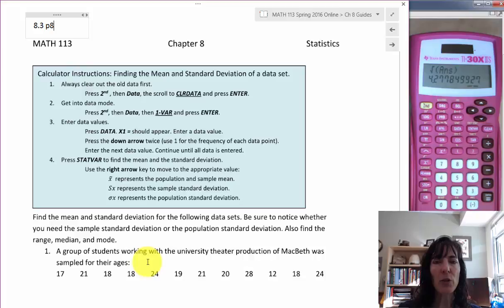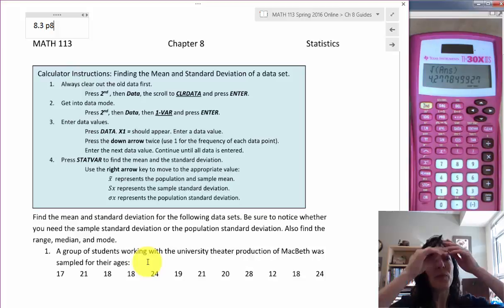So what I'd like you to do is also learn how to use your calculator, and again, I will model this calculator that I've been telling you to get all semester, and it does a beautiful job of finding your mean and your standard deviation. So let's learn how to do those things.